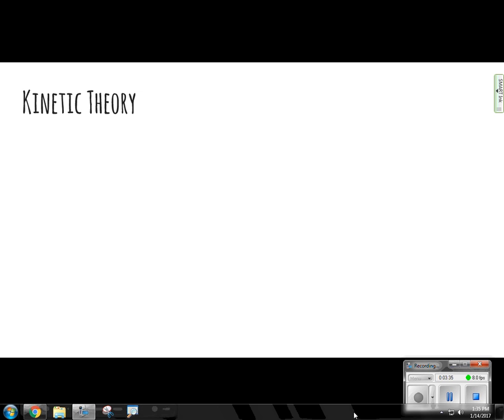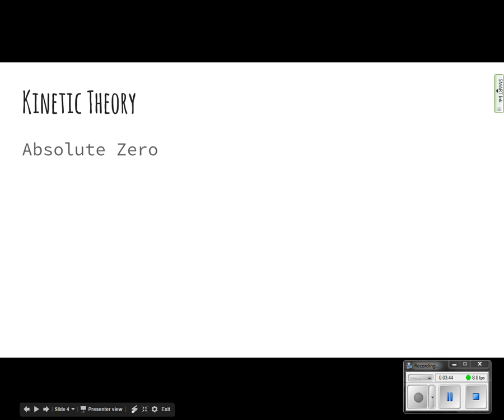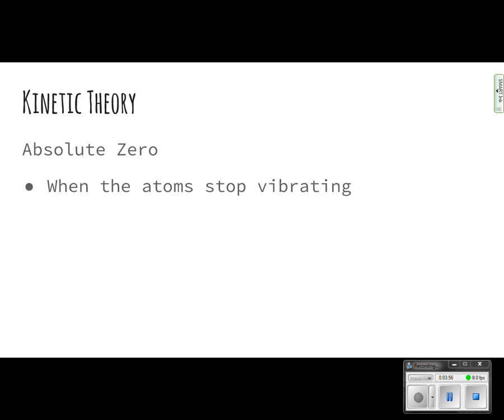There comes the question: what happens when the molecules stop moving? The colder they get, the less movement happens. So is there some point where they don't move at all? The answer is yes, there is. It's called absolute zero. It's when atoms in a solid state stop vibrating. They don't move at all. They're totally stopped.